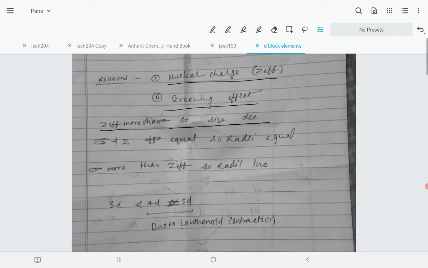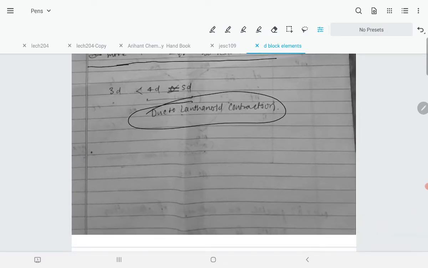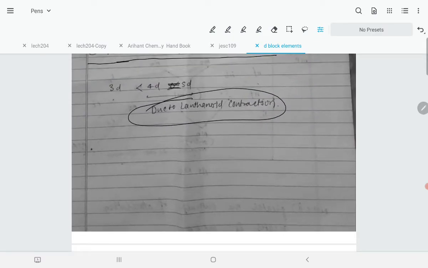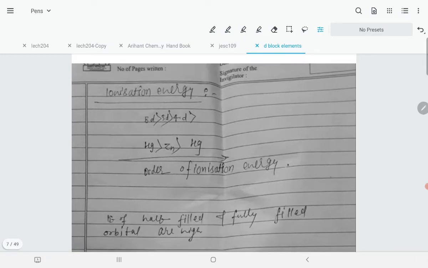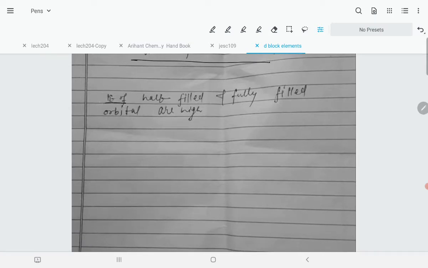Now the second point: when screening effect and Z effective are equal, the radii are equal. When the screening effect is more than Z effective, the radii increase. Due to lanthanide contraction, the radii of the 4d series and 5d series are quite equal. Ionization energy: 5d is higher than 3d and 4d. Order of ionization: Hg greater than Zn. Half filled and fully filled orbitals have high ionization energy.